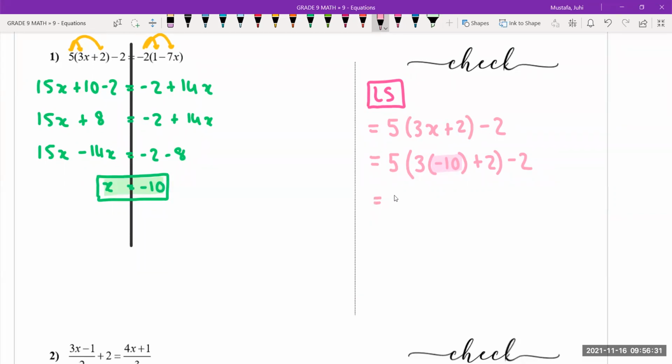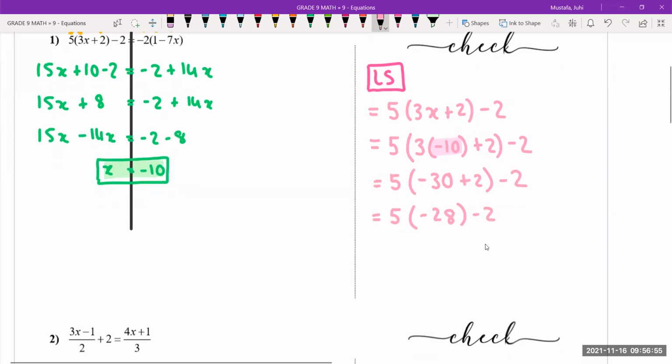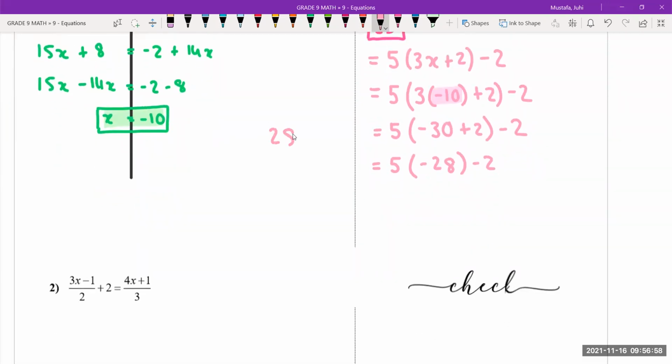Now let's go ahead and solve it using BEDMAS. BEDMAS means we're going to solve what's inside the bracket first. What is 3 times negative 10? I heard it, negative 30 plus 2 minus 2. What is negative 30 plus 2? Good job, negative 28 minus 2. Big number here, but that's okay. 28 times 5, 8 times 5 is 40. Yep, so this is going to be negative 140, negative 142.